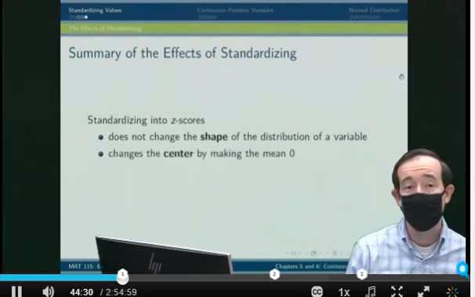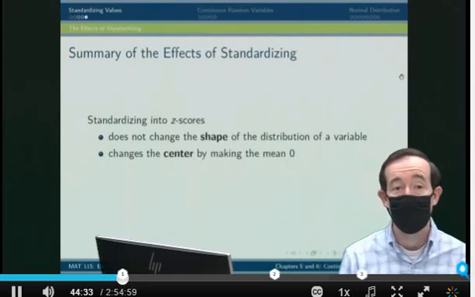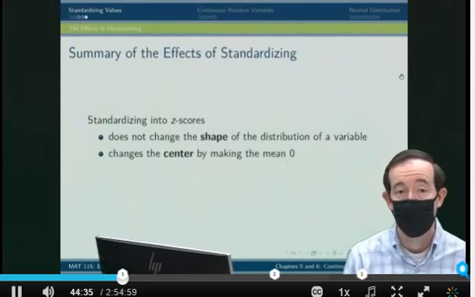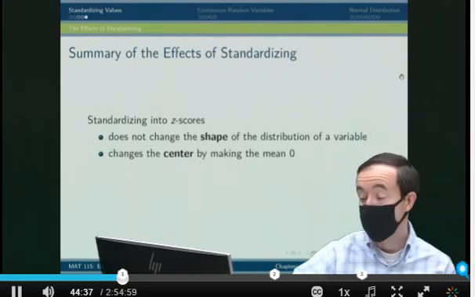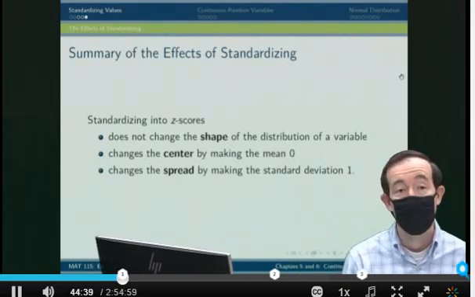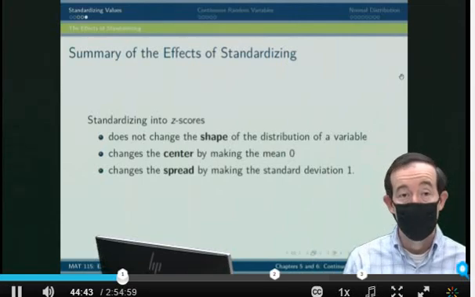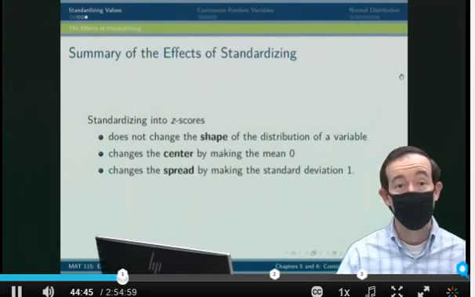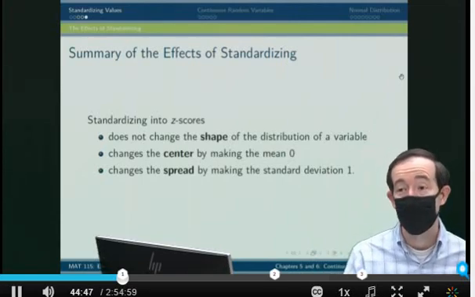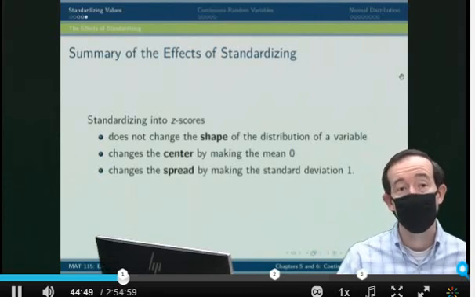It does change the mean. It moves the mean so that it's now at 0. And it does change the spread. It changes the spread so that now the standard deviation is 1. Okay? And so when we're doing a standardization, it makes our lives easy because we know exactly where the mean is. We know exactly how much the standard deviation is.